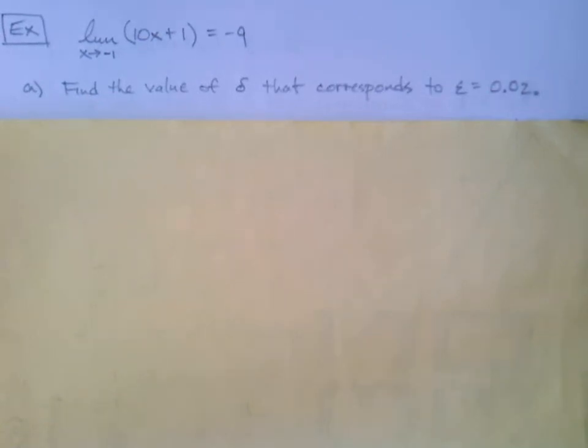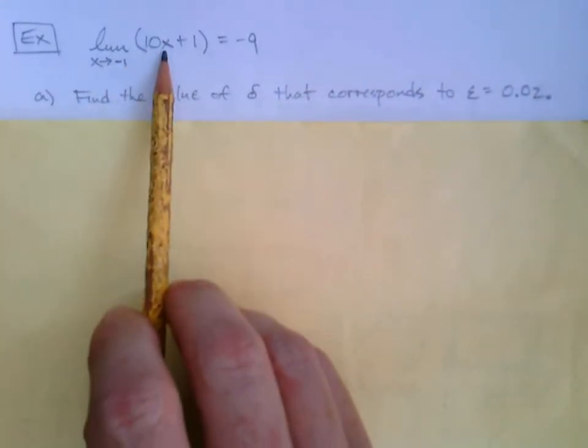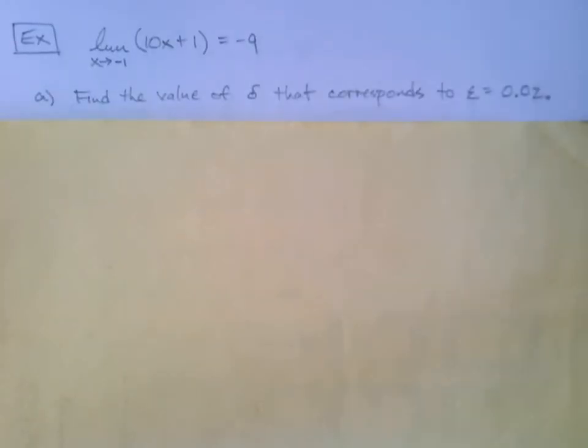All right, this is a typical question that you will see, kind of a go-to question maybe in a homework or quiz. So we're going to be told this limit up at the top. The limit of 10x plus 1 as x approaches negative 1 equals negative 9. And they go ahead and tell us what it equals. Of course, we could plug that in and we could see, yeah, that gives negative 9.